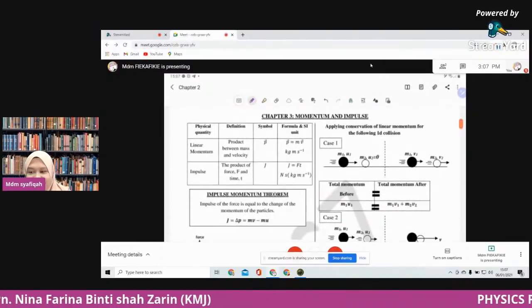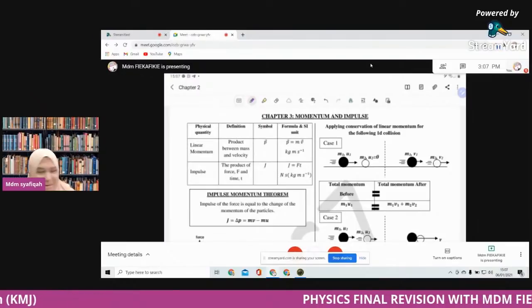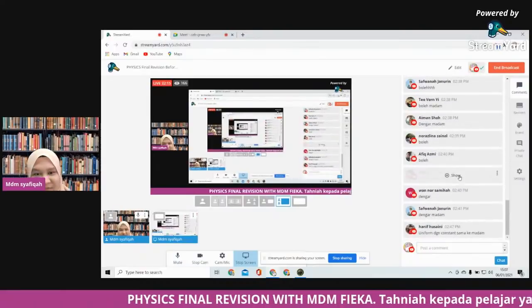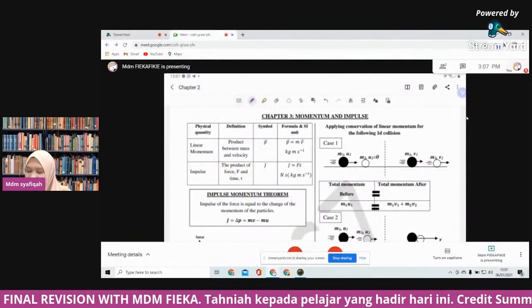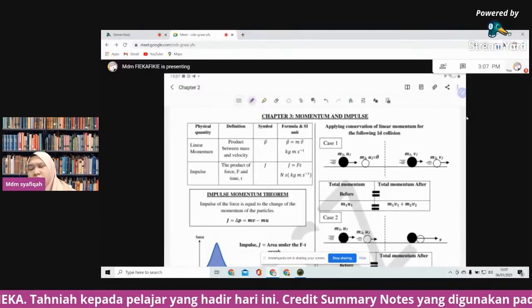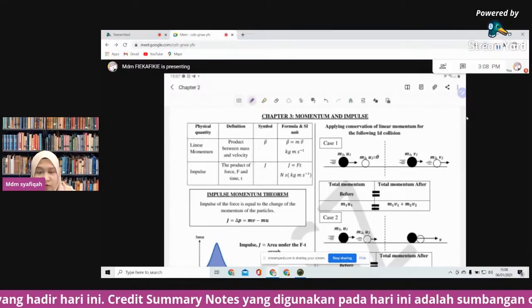Okay, chapter 3. Laju saya cakap. Okay, awak pun tak ada soalan. Alright, so chapter 3, momentum and impulse. Okay, you must know, so all the formulas is given and you must know how to use the formula.